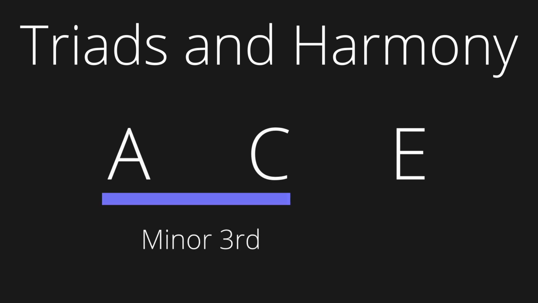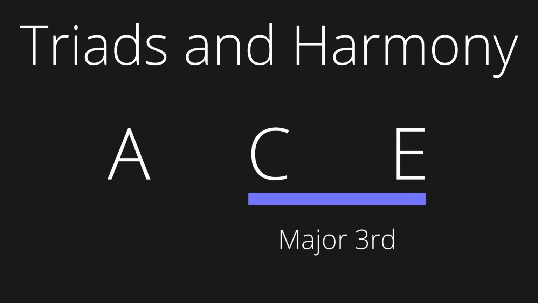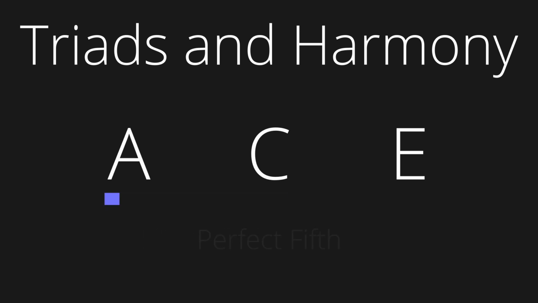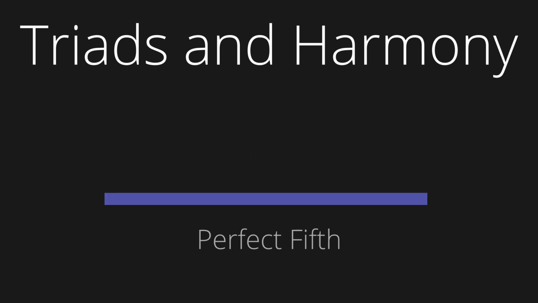A minor chord consists of a stacked minor third and major third. The intervals from the root is a minor third and a perfect fifth. These are the 2 most common chords in classical Western music theory.